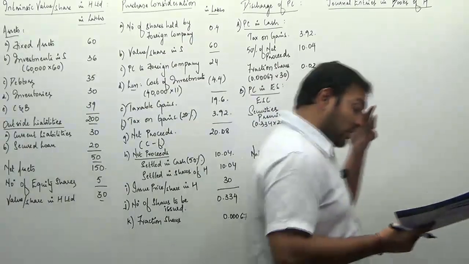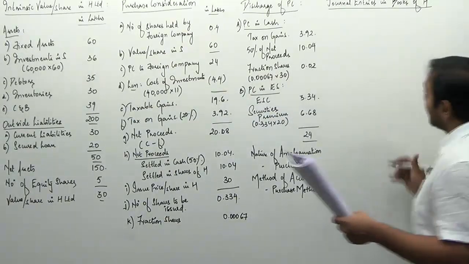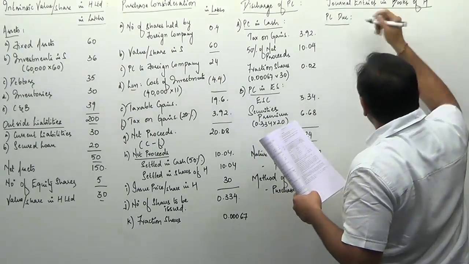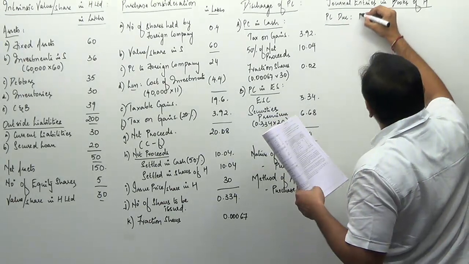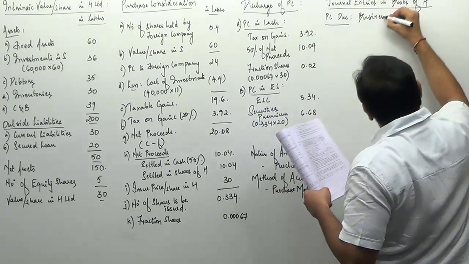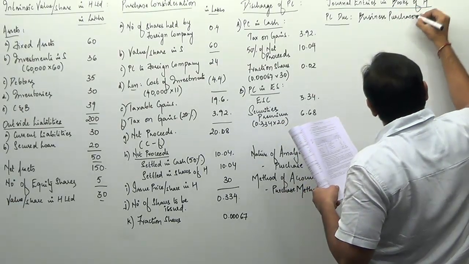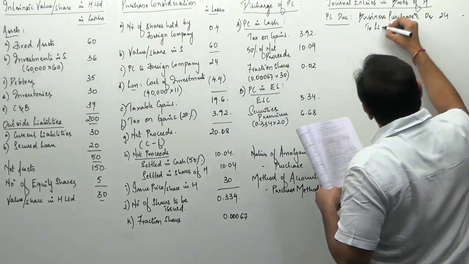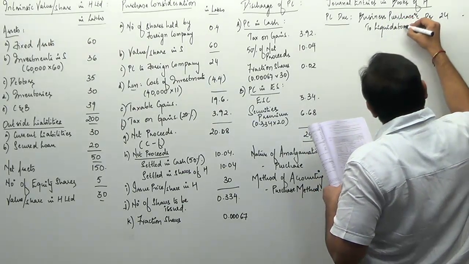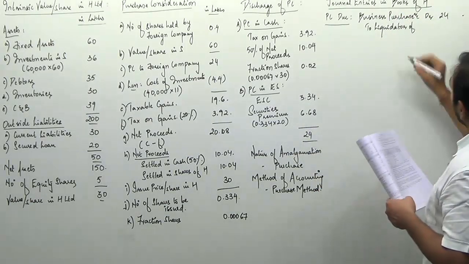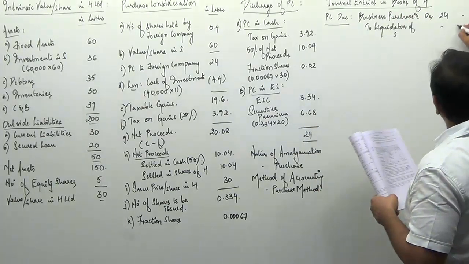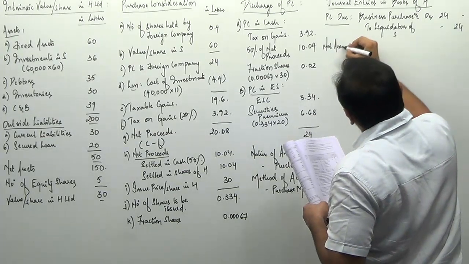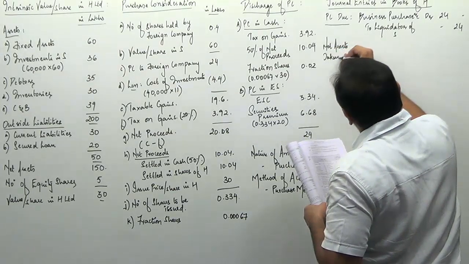Guys, when journal entries are asked, you don't have to calculate goodwill or capital reserve. Automatically you will get the goodwill in the journal entry. First entry is PC due, purchase consideration due, business purchase account debit, 24 PC, to liquidator of S 24.